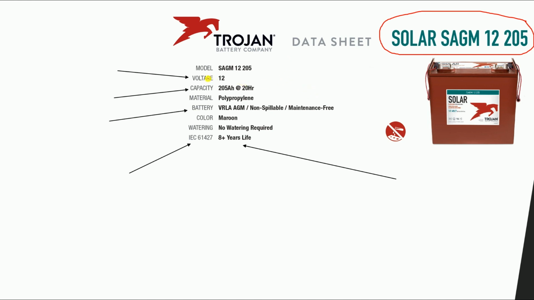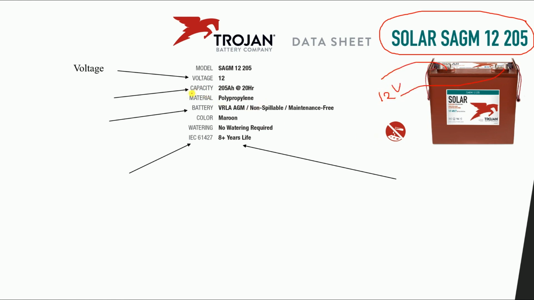So as you can see, if you look at the specs, you will find the first part, which is the voltage. You can see this is the battery voltage of the battery, 12 volt. So the voltage taken here is 12 volt.